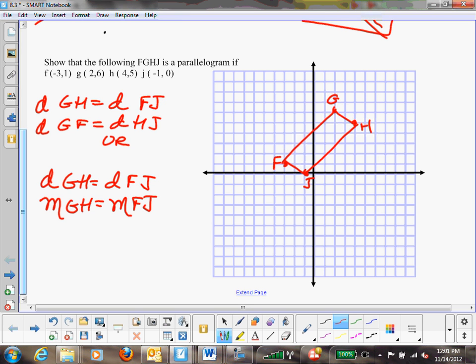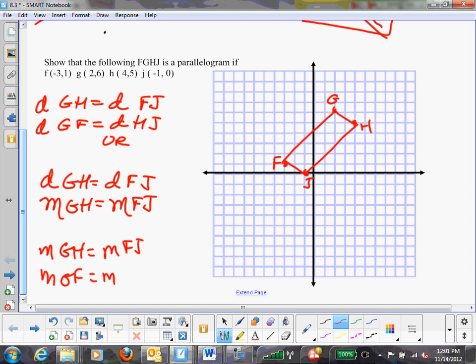What's the last thing that I can do? Well, the last easier one, I think. I think if you do the slope of GH equals slope of FJ, slope of GF equals slope of HJ. All right, so pick your poison and tell me if I've got a parallelogram up there.